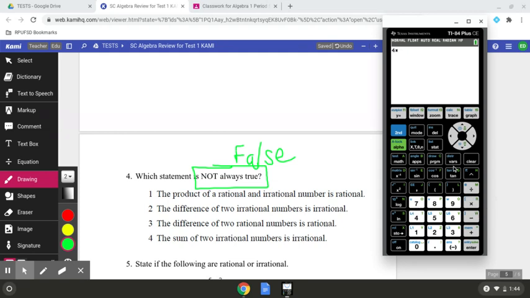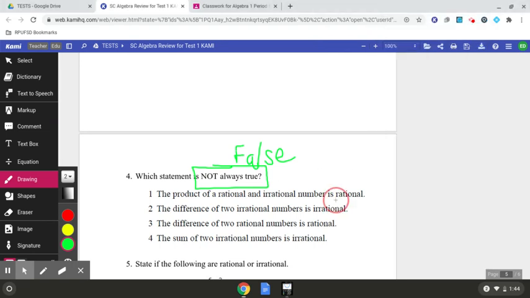So 4 times, let's just do pi, because pi is an irrational number. And we get an irrational answer. We get this crazy number back, right? So they're saying we should get a nice answer, which if you read carefully, that's not true. That's false. So we don't even need to keep going.